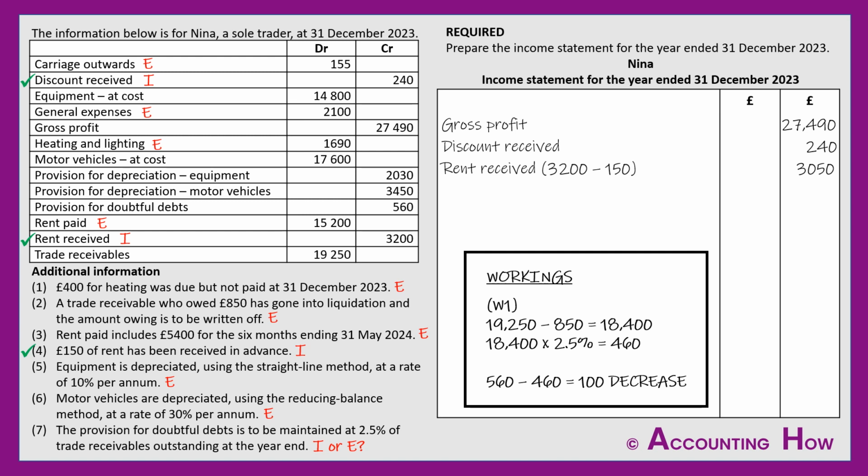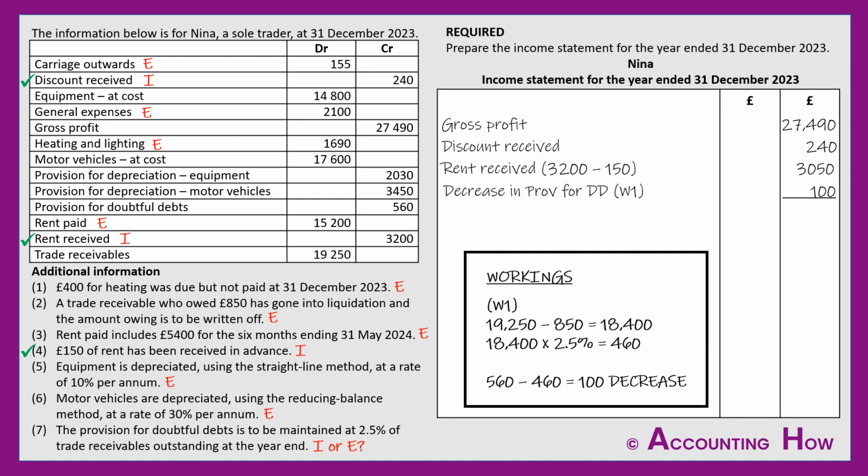So what I'm going to do with that £100, I'm now going to put it into my income statement. There it comes, a decrease in provision for doubtful debts, and I'm adding on that £100. You'll see I've just put in brackets after my narrative W1, working 1.